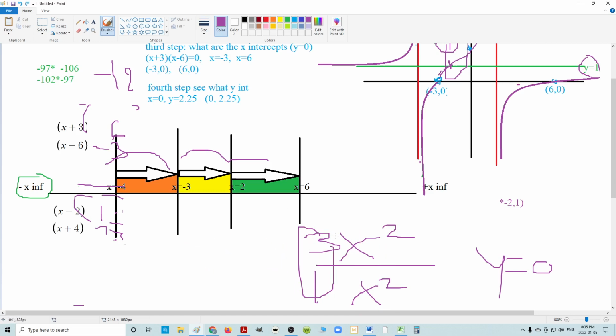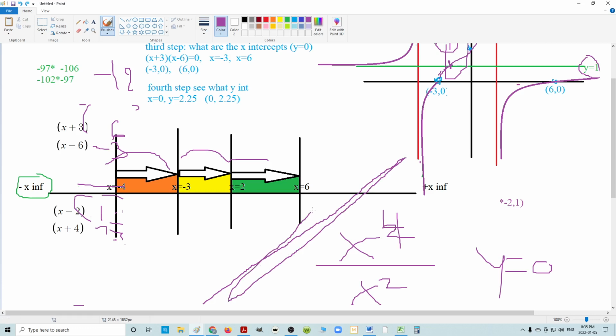Here's the last weird rule. When the power up above is more than the power below, you're going to get what's called a diagonal asymptote. And there is a way to figure it out in later grades.